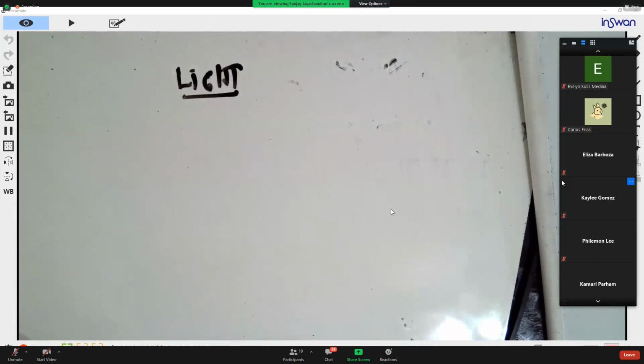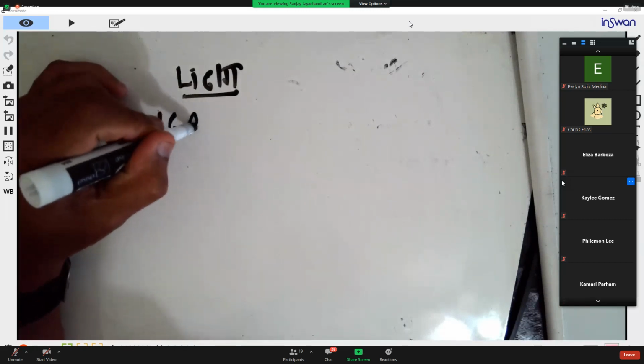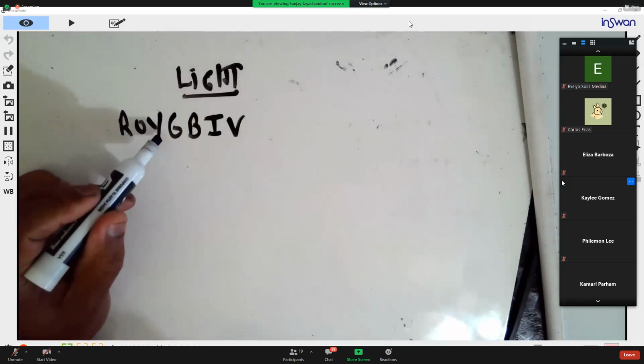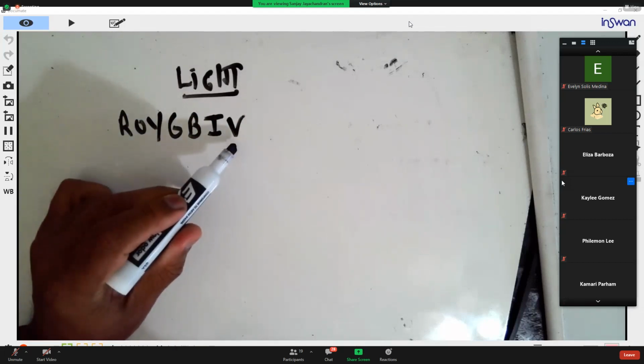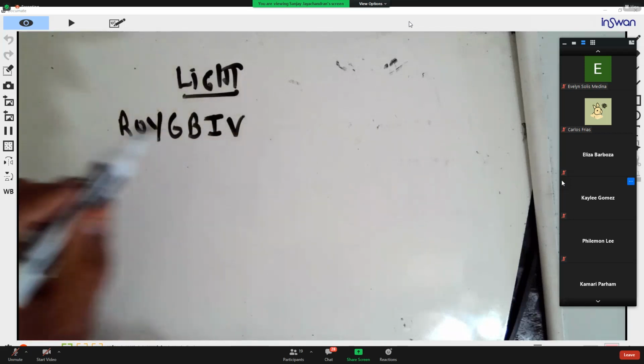It's the whole spectrum, right? Red, orange, yellow, green, blue, indigo, violet. So that's the visible spectrum. You can't see outside of it. Here would be ultraviolet, and here would be infrared.